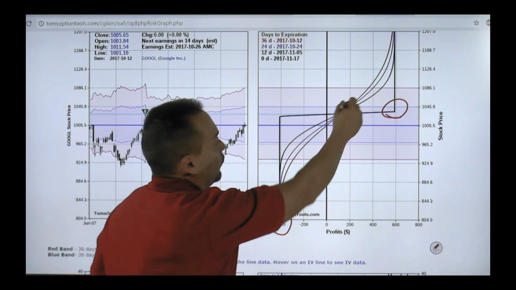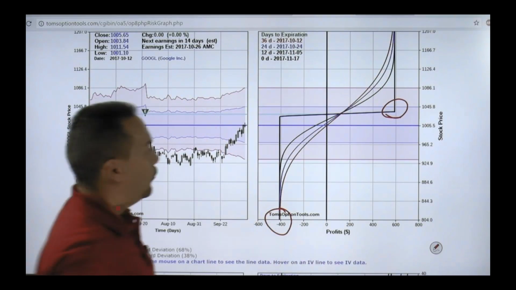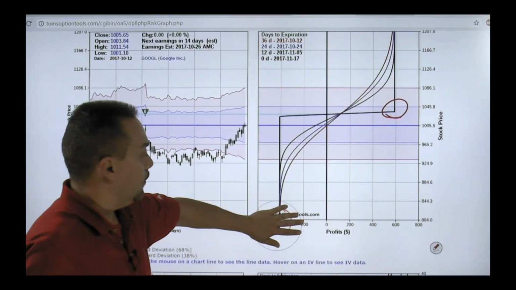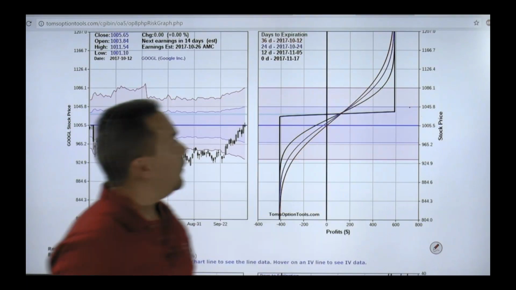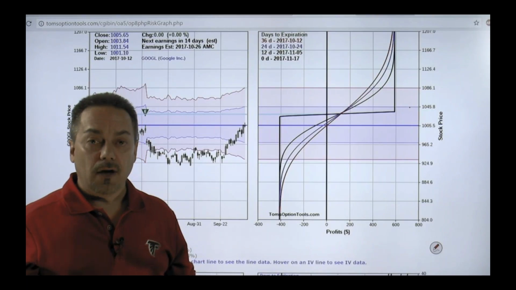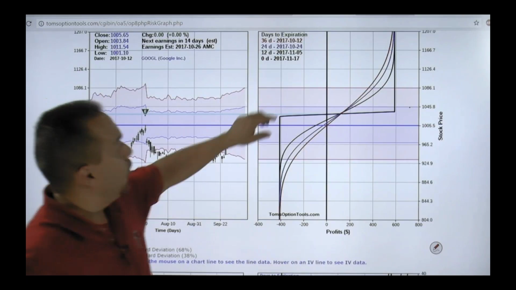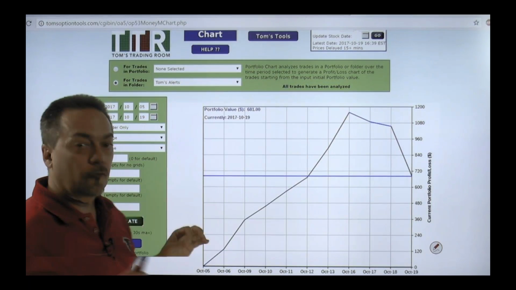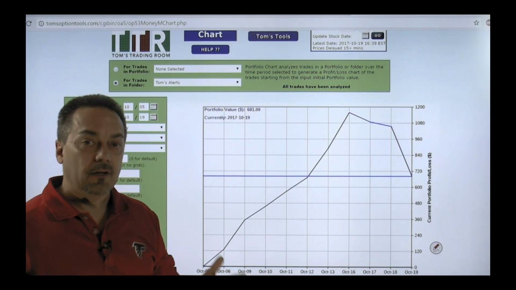And then obviously anywhere in the middle is where we'd stand depending on the price and time to expiration. Now, how well have these trades done? Not a lot of you know this, but we do have a portfolio manager built into Tom's Option Tools, all right? And the portfolio manager is actually very simple to use. What you have to do is first group your trades together into a folder.